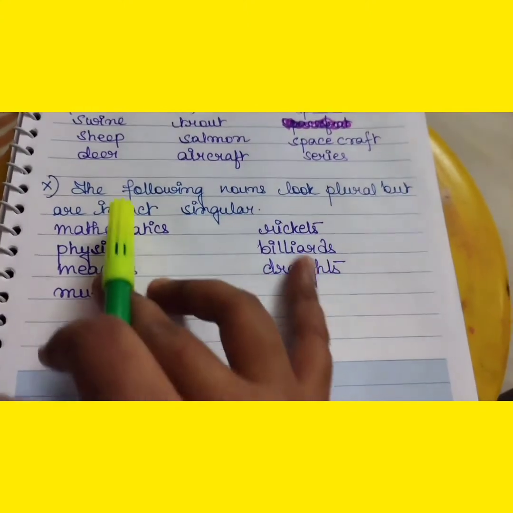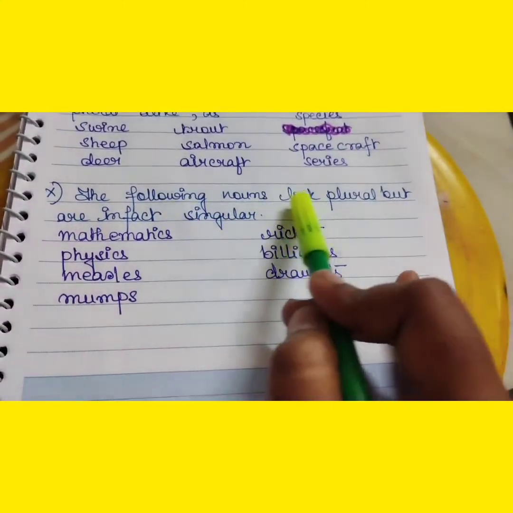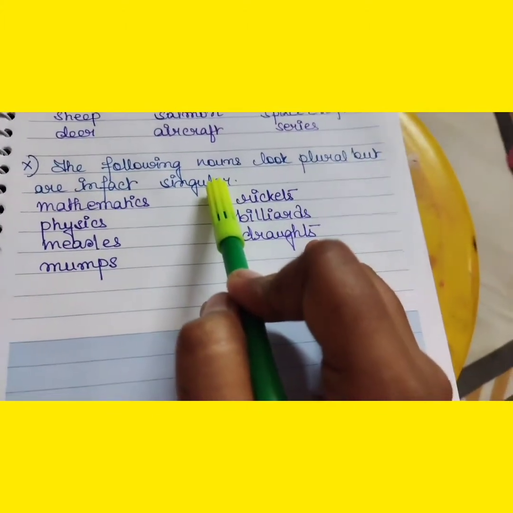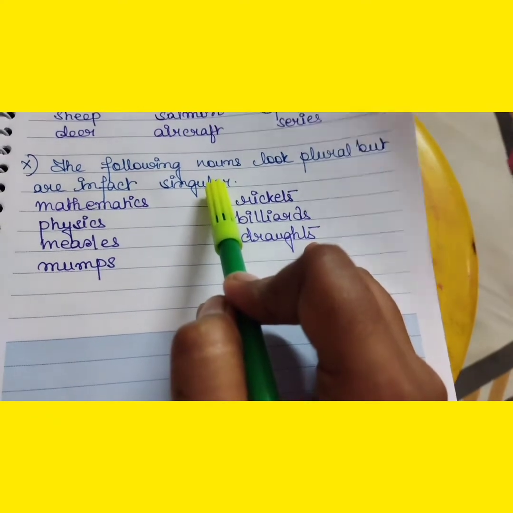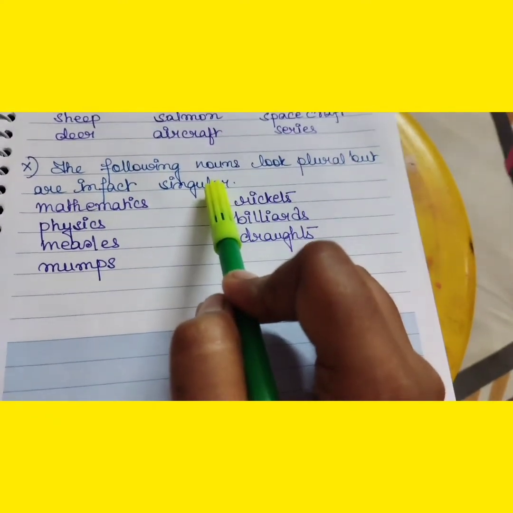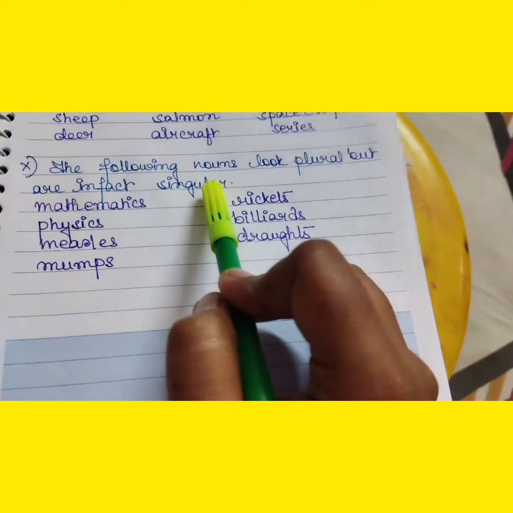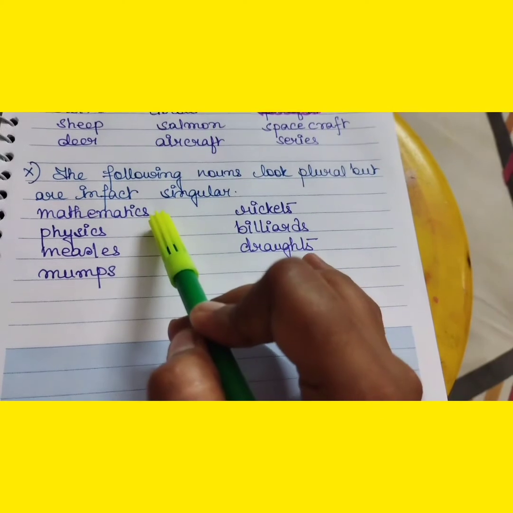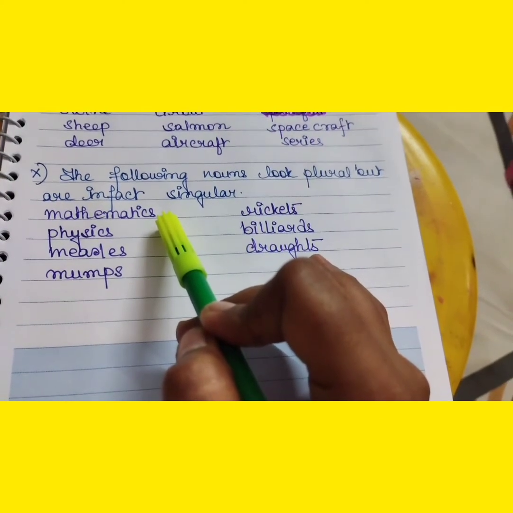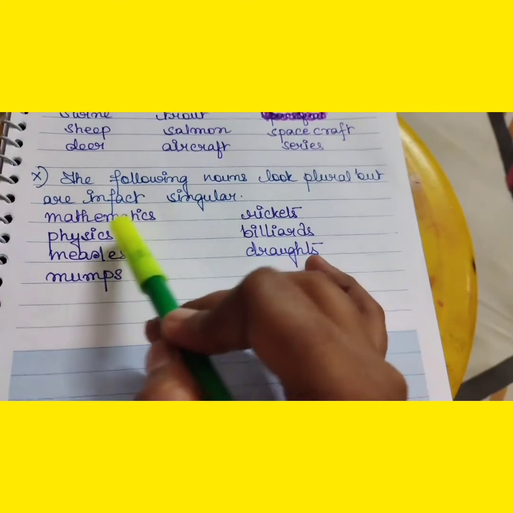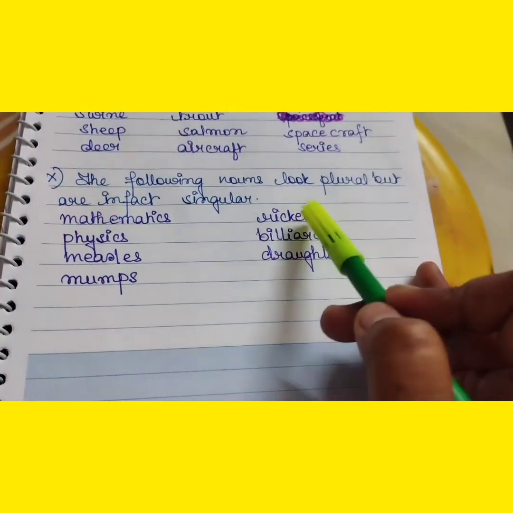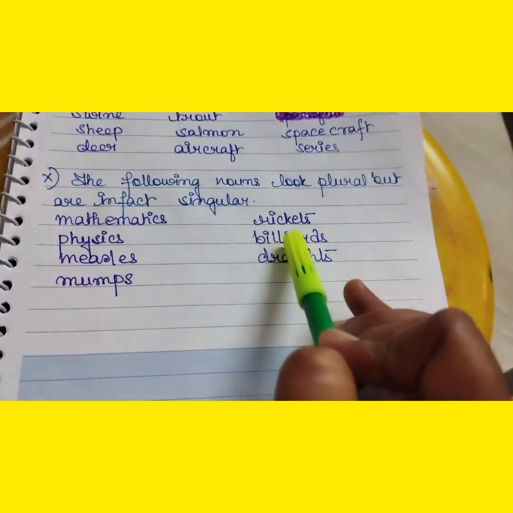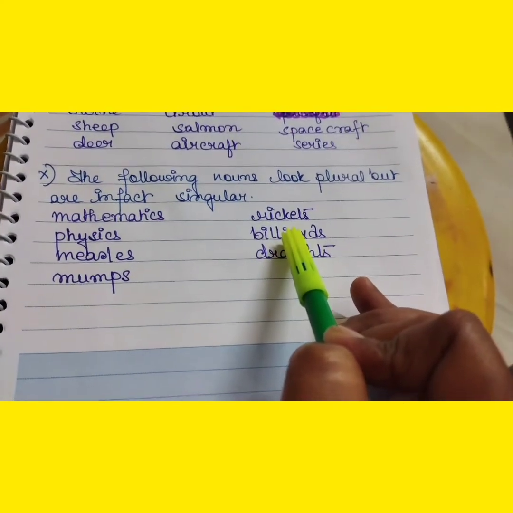Next, number 10, which is the last one. The following nouns look plural but are in fact singular. These nouns might look like plural forms, but actually they are not. They are actually singular nouns. Like mathematics, it might seem that since it has s, it is plural form, but actually it is not. It is a singular form. Physics, measles, mumps, rickets, billiards, droughts, these are all singular nouns, but they might look like plural forms.